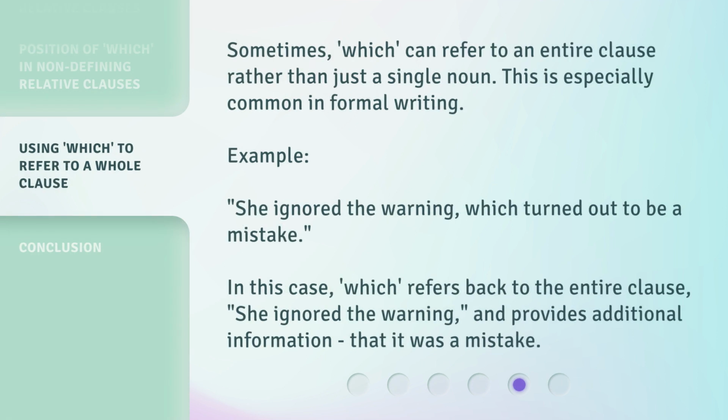Sometimes, which can refer to an entire clause rather than just a single noun. This is especially common in formal writing. Example: she ignored the warning, which turned out to be a mistake. In this case, which refers back to the entire clause. She ignored the warning, and provides additional information, that it was a mistake.